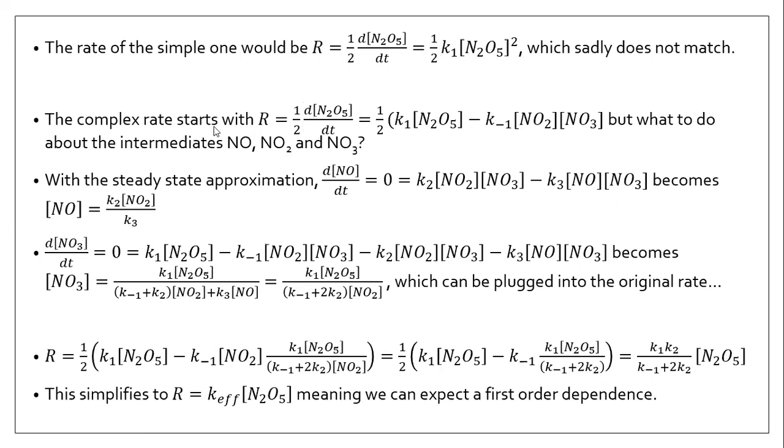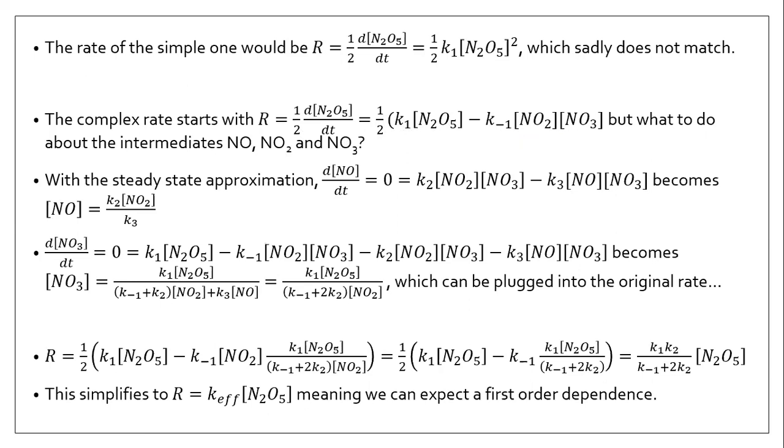Now the complex reaction mechanism still starts the same. We have the rate is equal to 1/2 d[N2O5]/dt, but now that is going to be k1 [N2O5] minus k-1 [NO2][NO3]. But what do we know about the intermediates NO, NO2, and NO3?